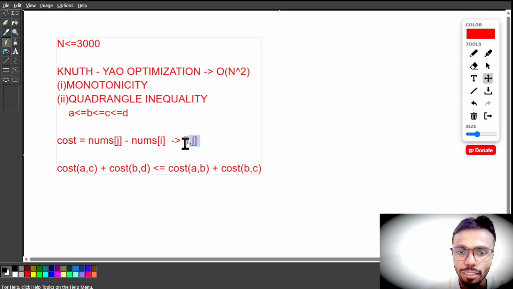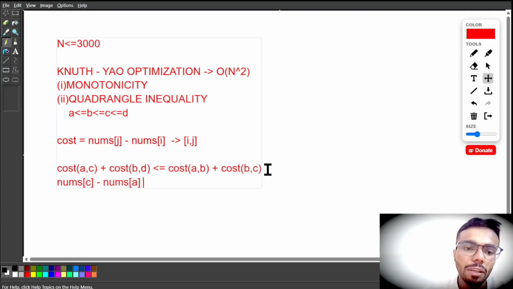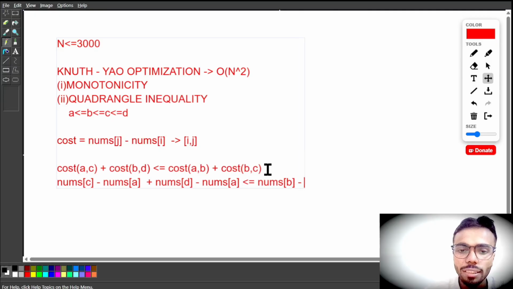Can we say that? Exactly. Since it depends only on the endpoints of the interval, I can safely say I will be able to satisfy this. If I put it here for the point AC, it goes to nums C minus nums A. Then for the coordinate BD, it is basically nums D minus nums B. And that should be less than or equal to, for coordinate AB, nums B minus nums A.